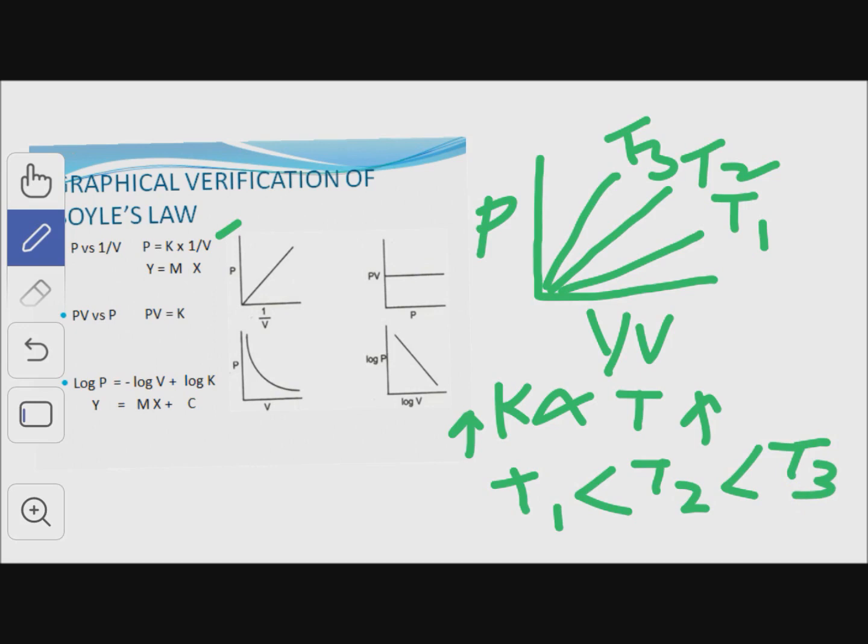And when the temperature is kept constant, like in this, these types of graphs are called isotherms.